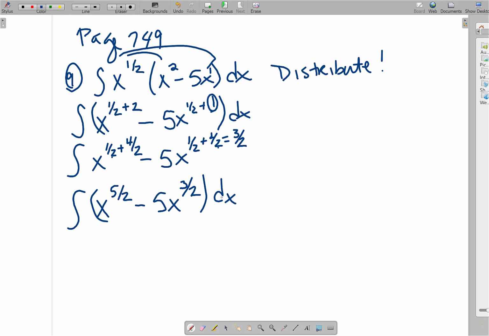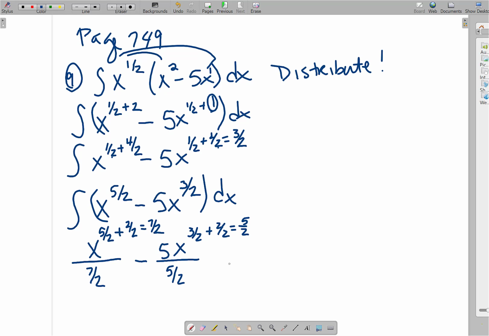So that's the problem. Now I have it written out, and I can take the antiderivative of this problem by taking the antiderivative of each term. So this one would give me x to the 5/2 plus 2/2, because we're adding 1 when you take the antiderivative, equals 7/2. And then, of course, we have to divide by the 7/2, minus 5x to the 3/2 plus 1, which I'm going to write as 2/2, so they have the same bottom number, which equals 5/2, and then you have to divide by the 5/2, and then don't forget your constant of integration.